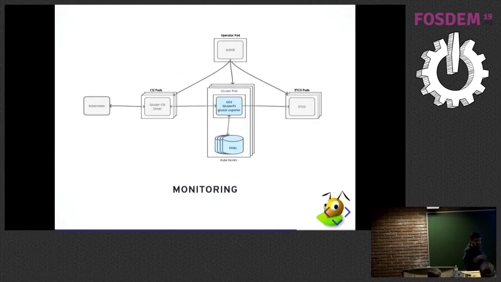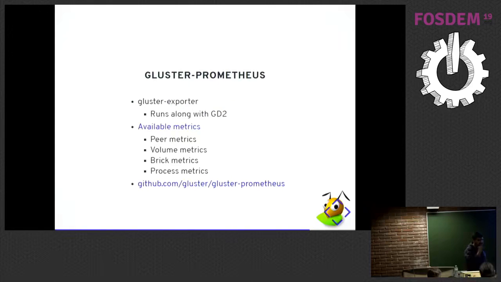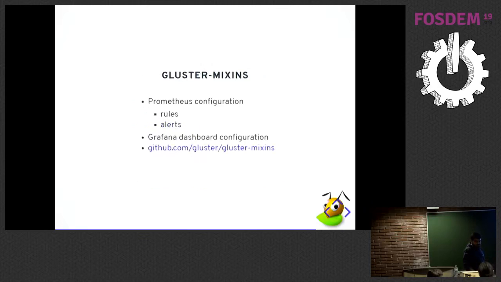Next, monitoring. Monitoring is developed under two projects in the Gluster community: Gluster Prometheus and Gluster Mixins. The Gluster Prometheus project provides the GlusterFS exporter daemon. This runs along with GD2 and exports the available cluster metrics. It's not just the cluster-level metrics that GD2 could provide; it's per-volume metrics, per-brick metrics, and process metrics, such as how much CPU is being used and how much disk space is being used. And there is the Gluster Mixins project, which provides rules and alerts for Prometheus and for Grafana, so that you can build dashboards out of it. Right now, the Mixins project provides a dashboard configuration for a GlusterFS volume. There are others being built.